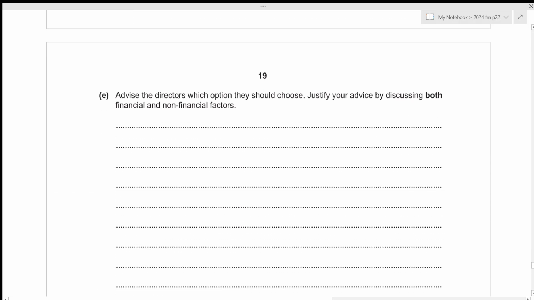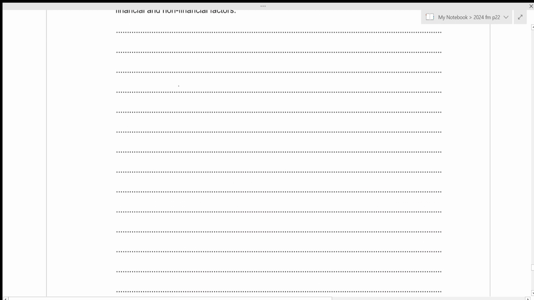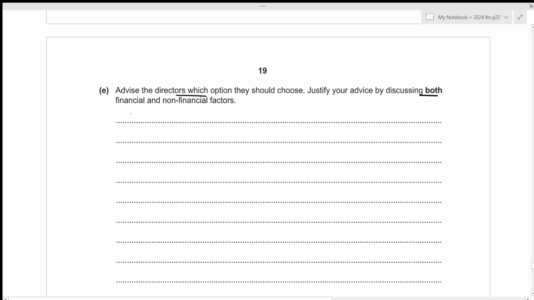Now we need to advise the directors which option they should choose. We need to justify our advice by discussing both financial as well as non-financial factors. So this is of 7 marks, so we need to have 3 comments for each of the options. Let's start with option A.